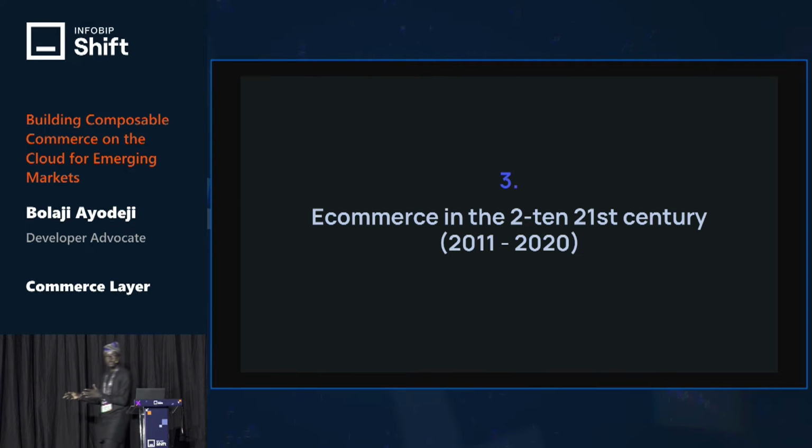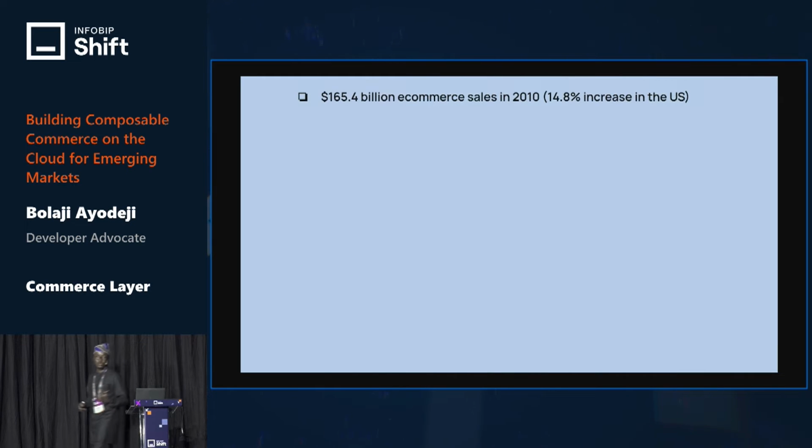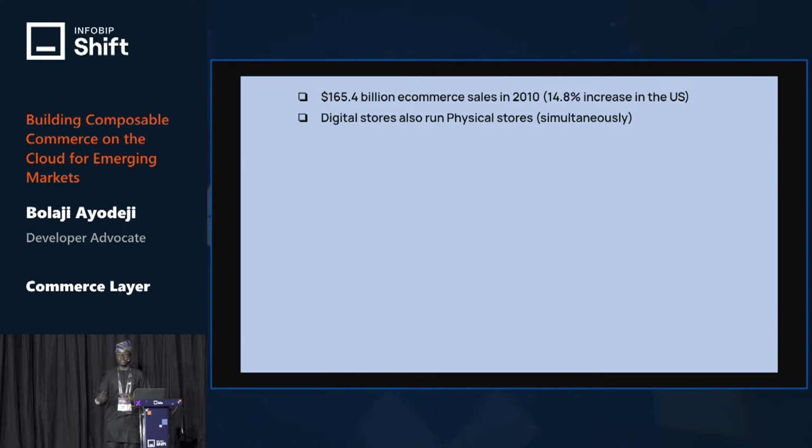Now, the second phase, which I call the second 21st century, is between 2011 and 2020. According to the US Department, this is the number of sales that was made in 2010 alone, which was a 14.8 percent increase in the US. And then we started having digital stores being run physically, which means you can have your store online and still have a physical store, and you can buy from both ends.